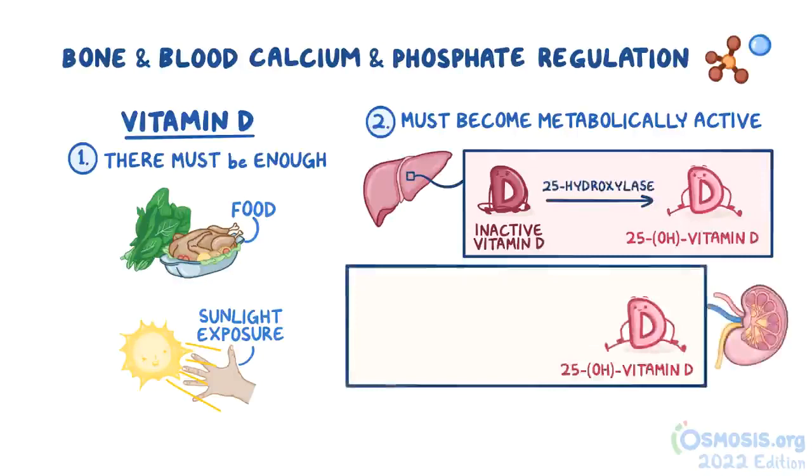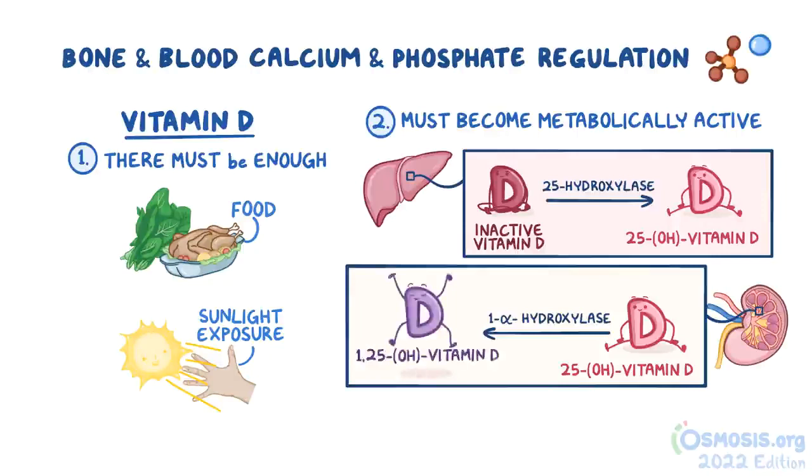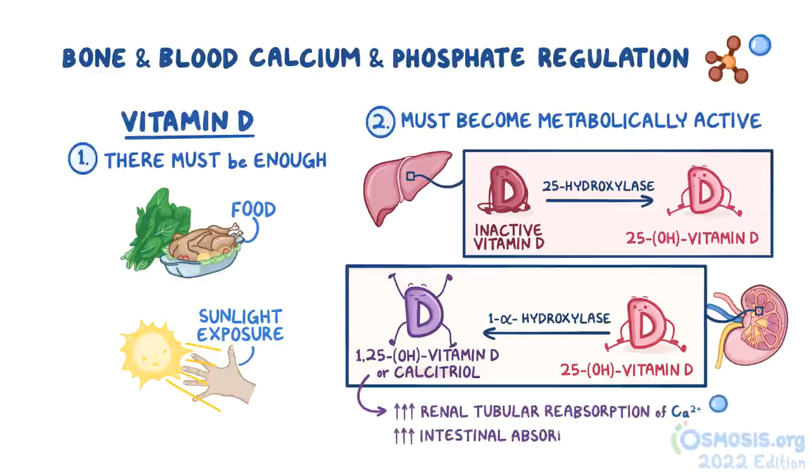25-hydroxyvitamin D then travels to the kidneys, where the enzyme 1-alpha-hydroxylase converts it to 1,25-hydroxyvitamin D, or calcitriol, which is the active form of vitamin D. Calcitriol increases renal tubular reabsorption of calcium, which reduces the loss of calcium in the urine. Calcitriol also increases the intestinal absorption of calcium and phosphate.